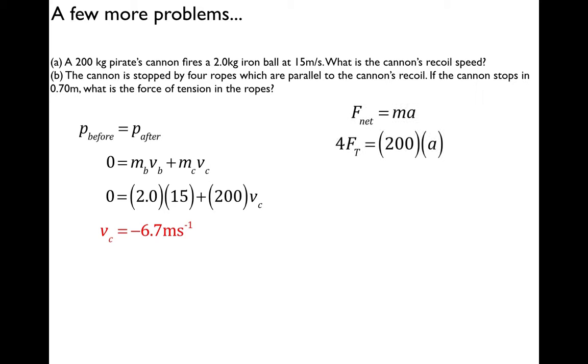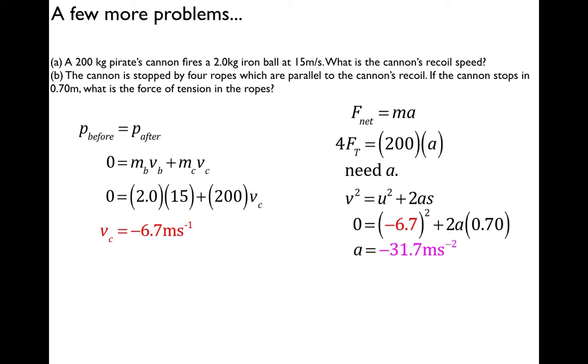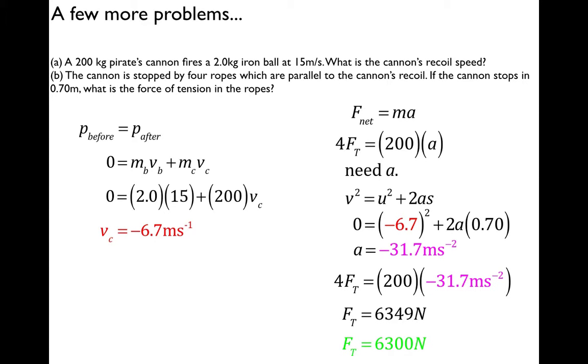Very nice. The second part of the question was it's stopped by 4 ropes. Say it's tied so it doesn't go rolling around. So how much force would be on those ropes? Well, we know that the net force is equal to mass times acceleration, right? You've got 4 ropes, so it's 4 times the force of tension on each rope, which would have to be equal to 200 times the acceleration. And you need the acceleration here to figure out the force of tension. So we have to go back to some of our kinematic equations, because we know how far it's moved, and we can work out what the acceleration was, and then put it into the equation, get our answer.